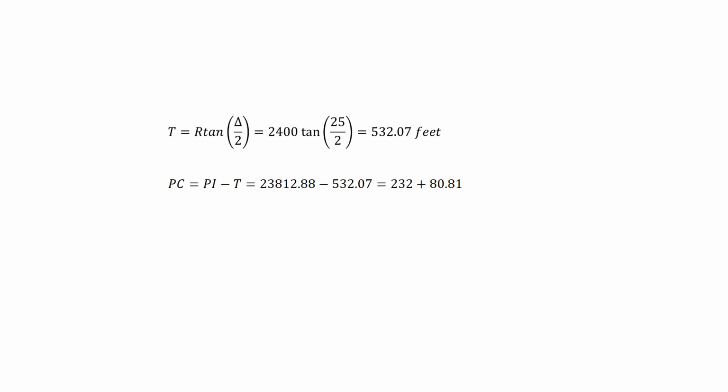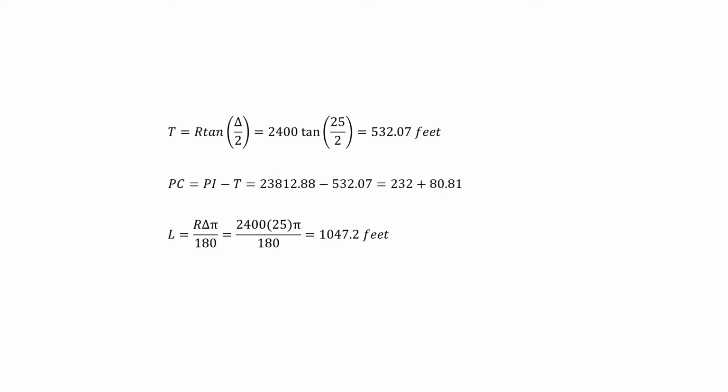Now we can find the PC station. That's the PI minus the tangent length. So 238 plus 12.88 minus the tangent length of 532.07 gives us a PC station of 232 plus 80.81.